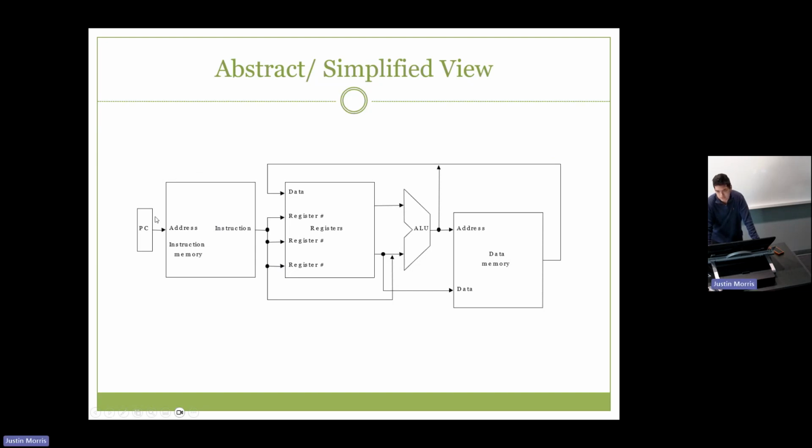And we also need to update PC. So PC would need to have a little adder over here, right? PC plus 4. And then a little bit more for when we add branching to this data path. Okay.